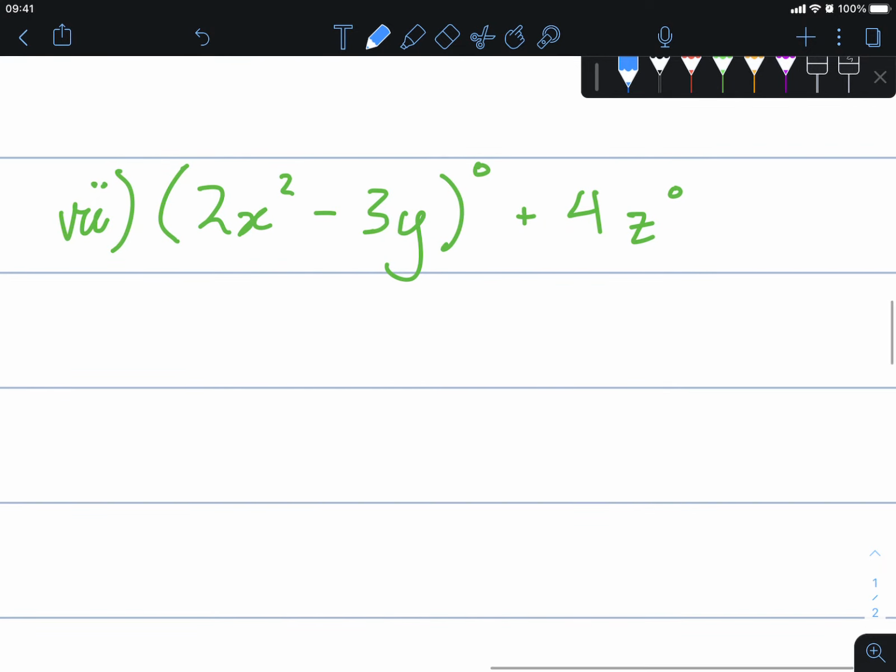And lastly for this, we have everything here to the power of 0. That still just becomes 1, plus z to the power of 0 is 1. So 4 times 1 is just 4. Everything here becomes the number 5.